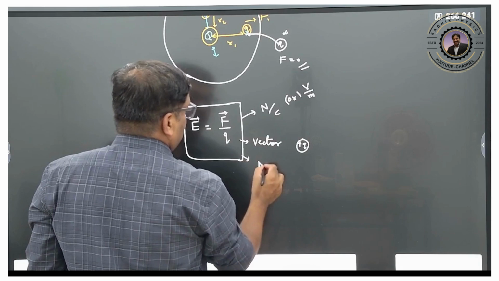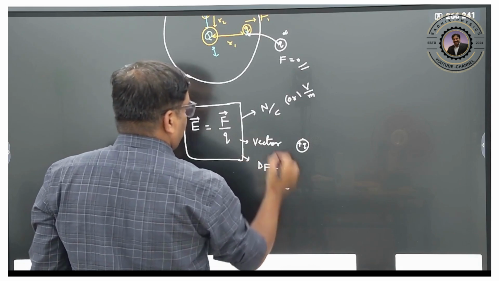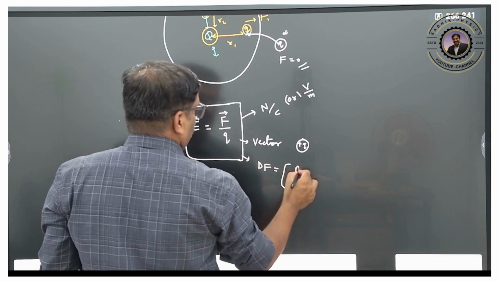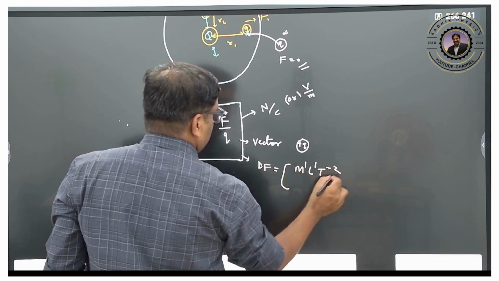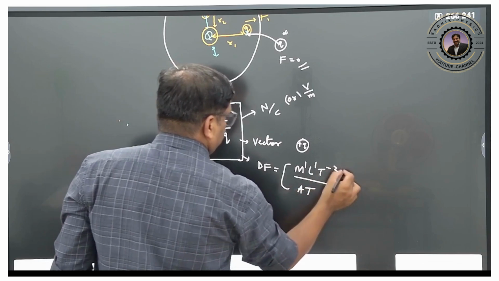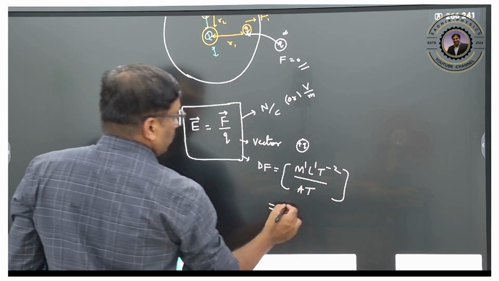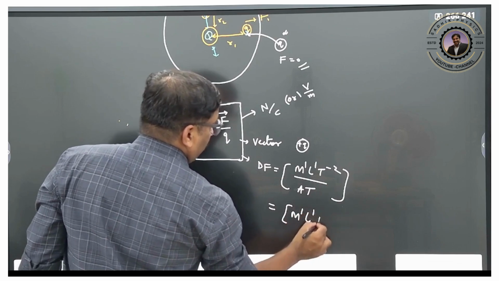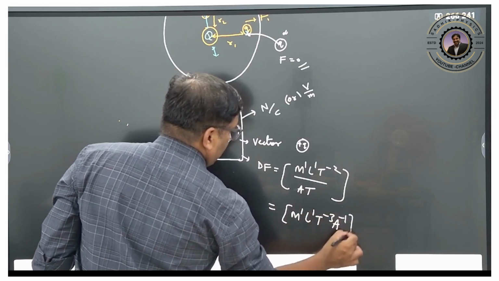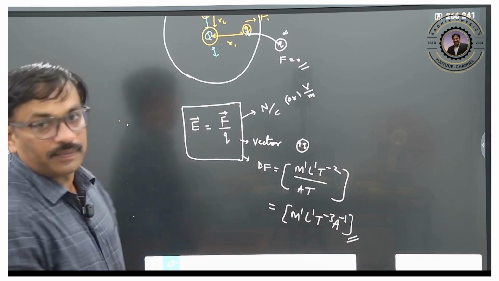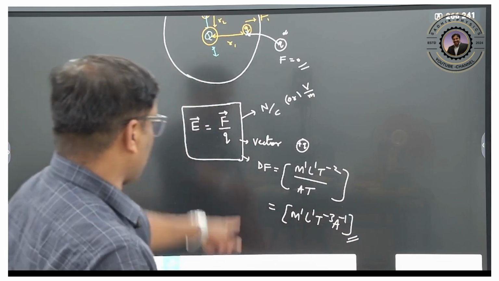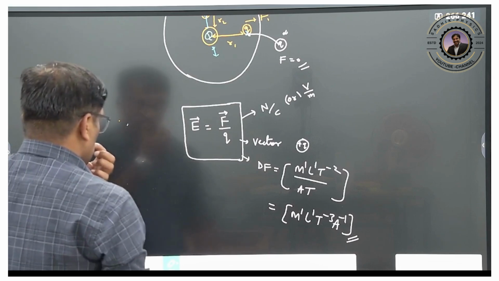So, what will be the dimensional formula here now? The dimensional formula is nothing but force per unit charge. Force is nothing but M^1 L^1 T^-2, and charge is nothing but AT, clear. Therefore, M^1 L^1 T^-3 A^-1 will be the dimensional formula of your electric field, clear.